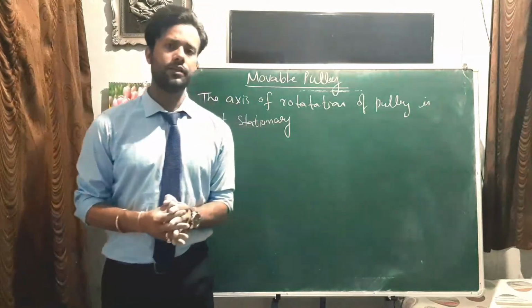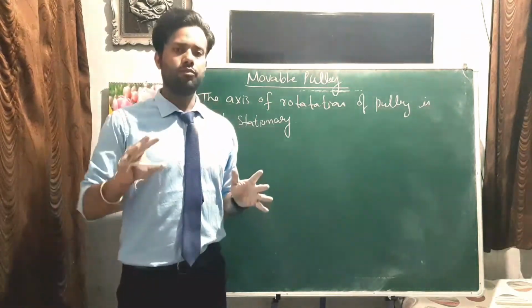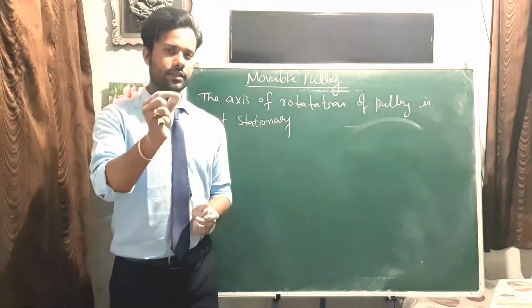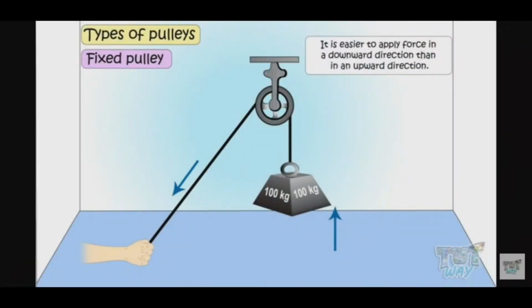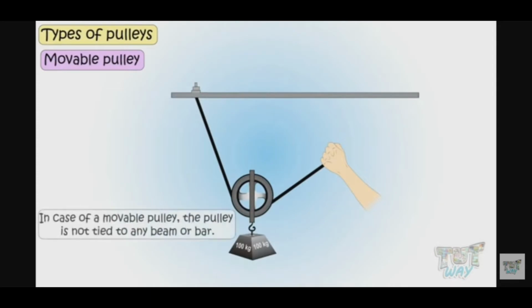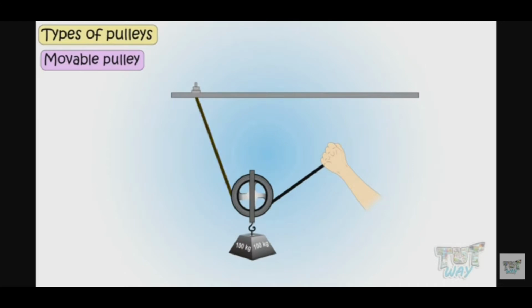Now, how does it move and how does this movable pulley look? To understand this, let's quickly see this animated video. In the case of fixed pulley, the force is acting on the opposite side to the load, and it's quite easier to apply the force in this direction. In this case of movable pulley, you can see the force is acting upwards. The pulley is not tied to any beam or bar. That means the axis of rotation is movable. Only one end of the string is fixed on the bar, and the other end is in our hand to apply the effort.